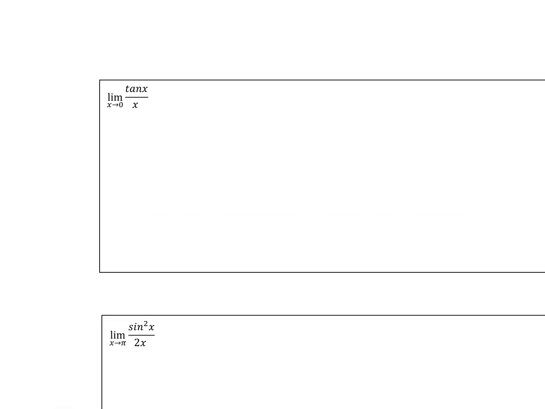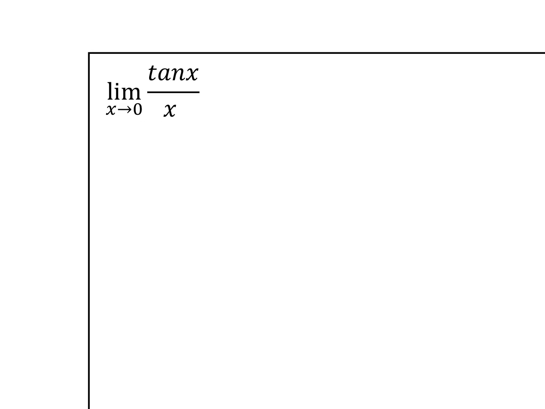All right, we got a tangent. Do we have anything in our special trig limits that look like tangents? No. Nope. We do have things in our special trig limits that look like what? Sines and cosines. So what do we know about tangent? It's sine over cosine. So let's start there.